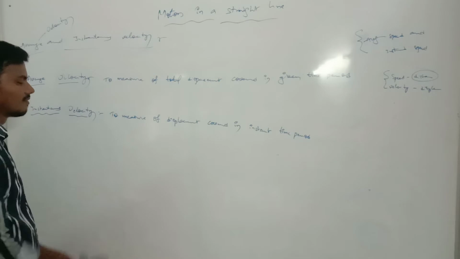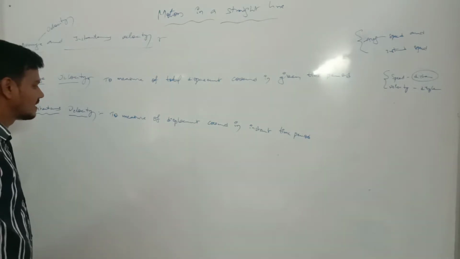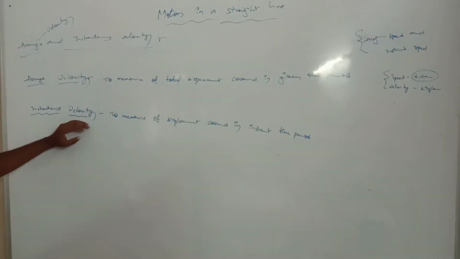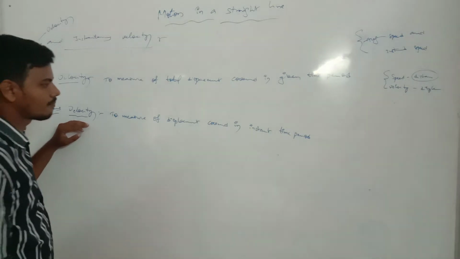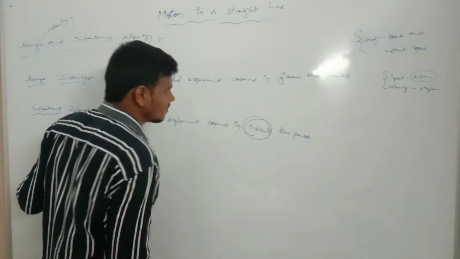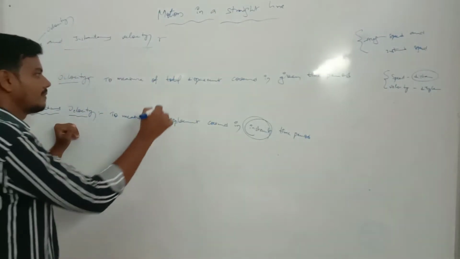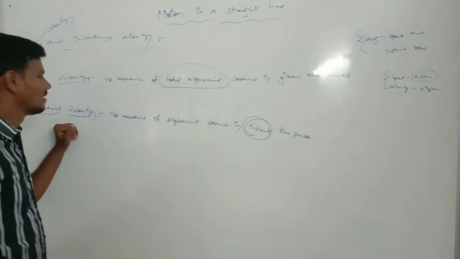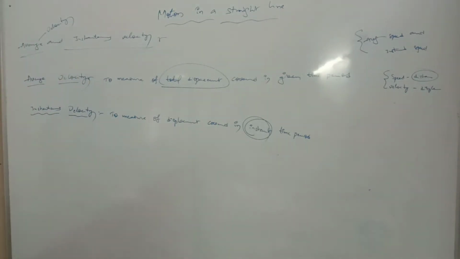Now this is velocity. The rate of change of displacement is known as velocity. The shortest one is instantaneous. The total time period and total displacement apply to average.